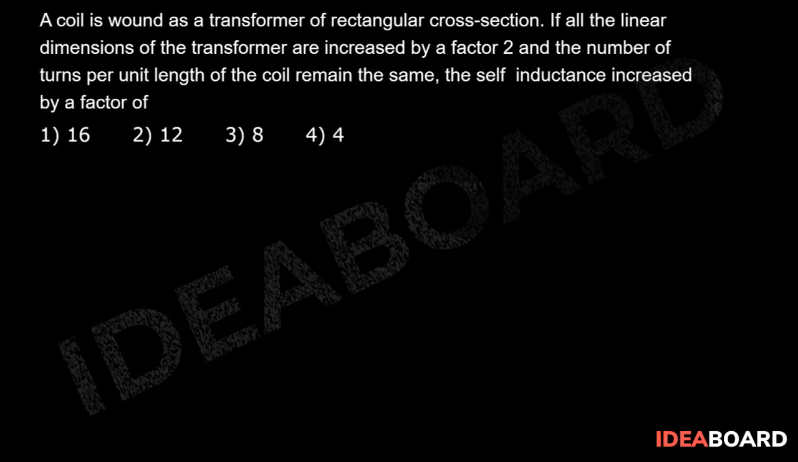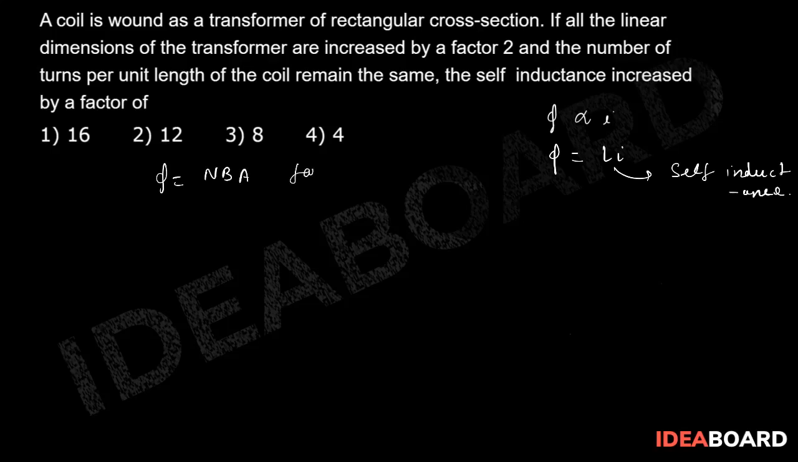Now in this question, first of all we need to understand the value of self inductance. What is the formula and how it varies with length and number of turns per unit area. As we know that flux phi will be proportional to the current, and that shows phi is equal to L into I, where L is the self inductance. Right? Now coming back to this phi part, so phi is equal to NBA for a coil.